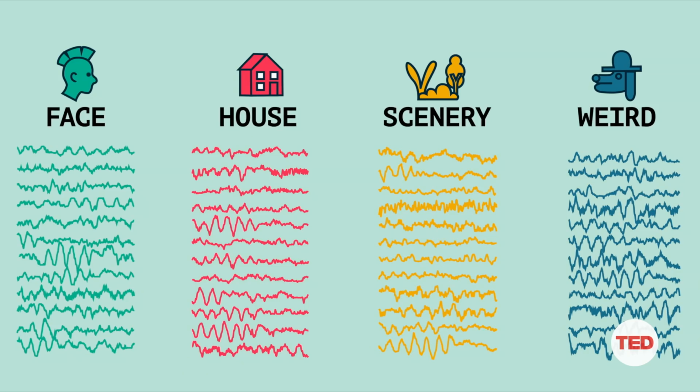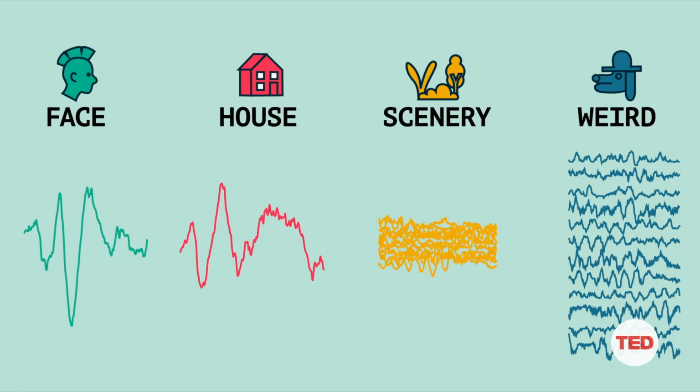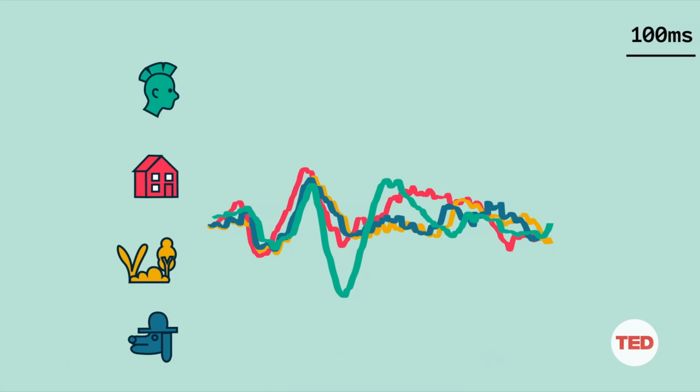So there are 2 takeaways here. 1, our eyes can't really detect the differences in patterns without averaging out the noise. And 2, even after removing the noise, our eyes can only pick up the signals associated with faces.